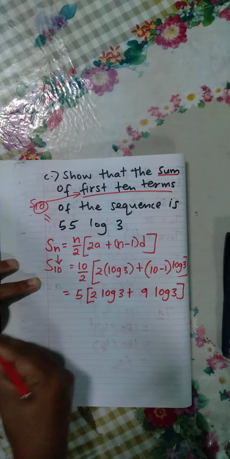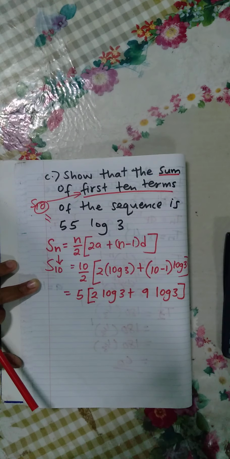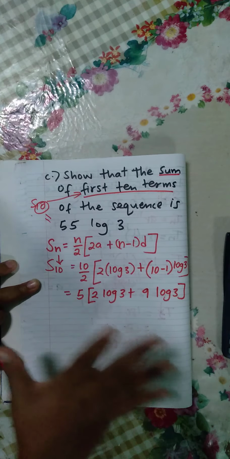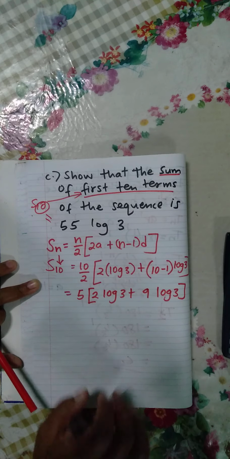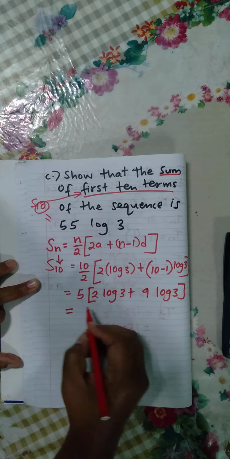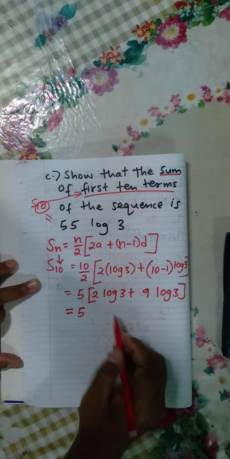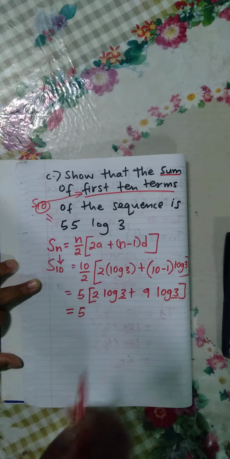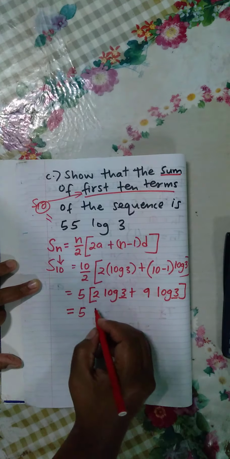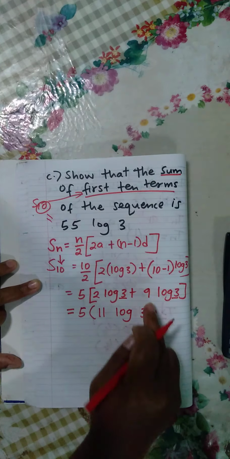Note this log 3 here is just a number. It's a small number. You will not multiply 2 to log, then 2 to 3. That will be totally wrong. I'll just solve further, then I'll show you that step, because I know some of you will make that mistake. Continuing, 5 will come down. 2 log 3 plus 9 log 3. Note they are like terms, because whatever comes after log is the same, so we just add the numbers in front. 2 plus 9 is 11. 11 log 3. So 5 multiplied by 11 log 3.